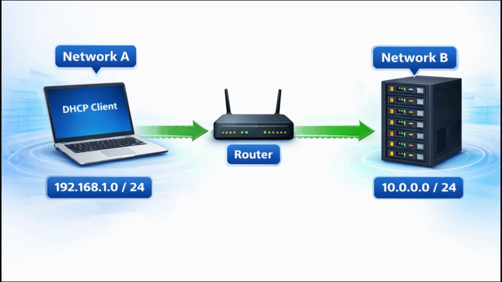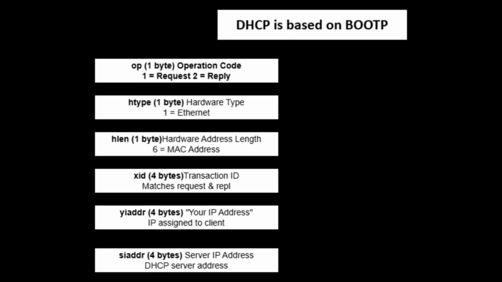If the DHCP server is on a different network, routers use DHCP relay. It forwards DHCP requests between networks. Without relay, DHCP broadcasts do not cross routers. DHCP is based on BOOTP. Key fields in a DHCP packet: OP, H type, HLEN, XID (transaction ID), YIADDR (your IP address), SIADDR (server IP address). This is more advanced but increases your authority.